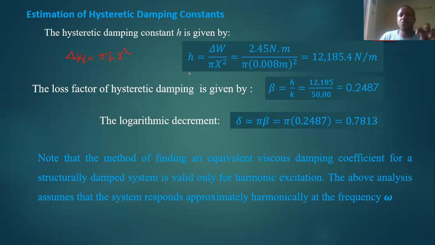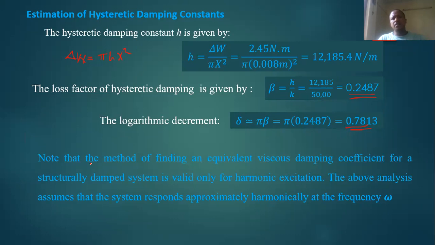So the hysteretic damping constant H is equal to 12,185.4 Newton per meter. And the loss factor of hysteretic damping, that is called beta, is H over K. Immediately substituting this value, we can get the loss factor. And the logarithmic decrement delta is equal to pi over beta. So once we get the loss factor, we multiply it by beta, and this is the delta value. It is logarithmic decrement actually.